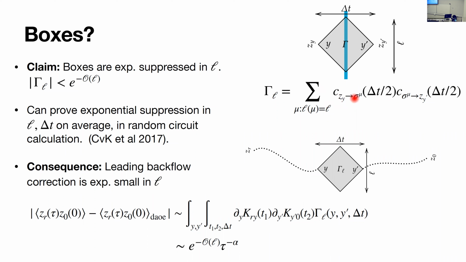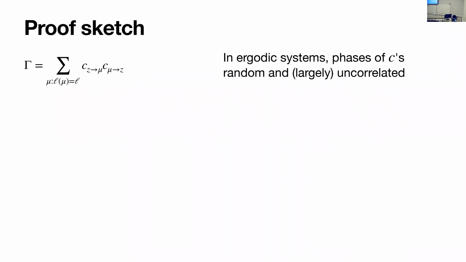So the C_{Z to sigma mu} is the amplitude for Zy to go to sigma mu, which is some string of Pauli matrices which has L non-trivial Paulis in it. And the C_{sigma mu to Zy prime} is the amplitude for you to go from sigma mu to Zy prime. Okay, so let's rewrite this thing exactly in this way. I've rewritten it here, but I've dropped a bunch of indices just to make it conceptually a bit cleaner. So just imagine going from a Z to a sigma mu to a Z.